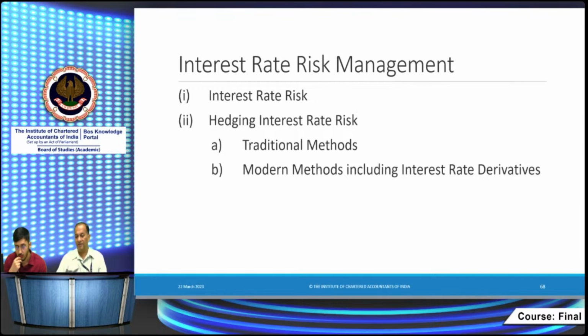Now another topic is interest rate risk management. Can you read it now? Yes, sir. The first topic in interest rate risk management is interest rate risk. The second topic is hedging interest rate risk. It has two parts: the first part is traditional methods, and the second part is modern methods, including interest rate derivatives.